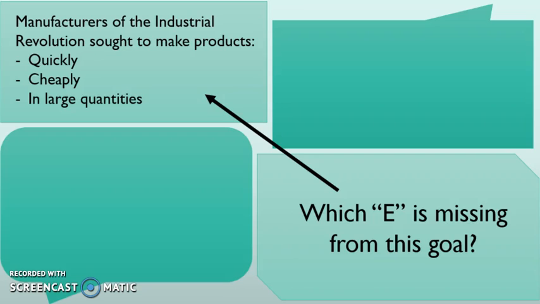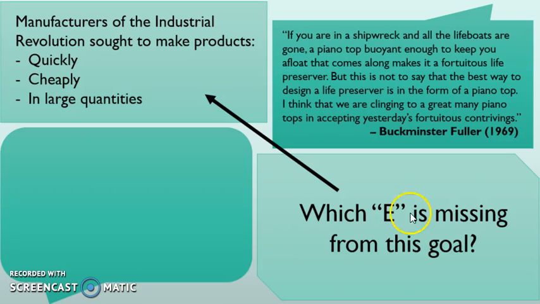So in your book, there's this quote from this really fascinating individual that's worth looking up on your own for fun someday, named Buckminster Fuller. He was a modern-day Leonardo da Vinci, an inventor, a thinker, scientist, and he says, it's kind of amusing, if you're in a shipwreck and all the lifeboats are gone, a piano top buoyant enough to keep you afloat that comes along makes it a fortuitous life preserver. But this is not to say that the best way to design a life preserver is in the form of a piano top. I think that we are clinging to a great many piano tops and accepting yesterday's fortuitous contrivings.